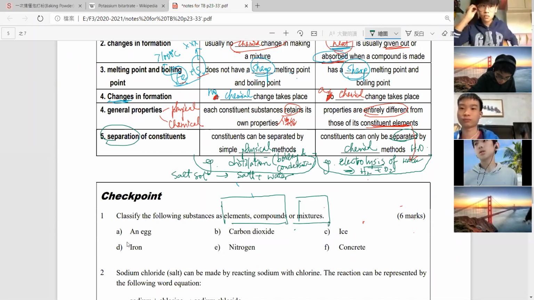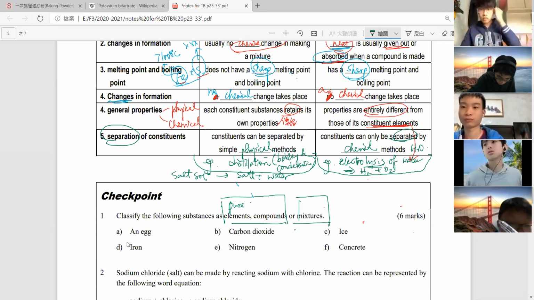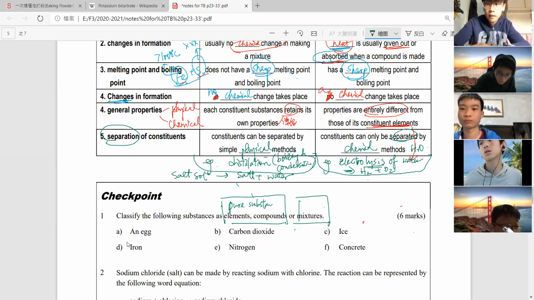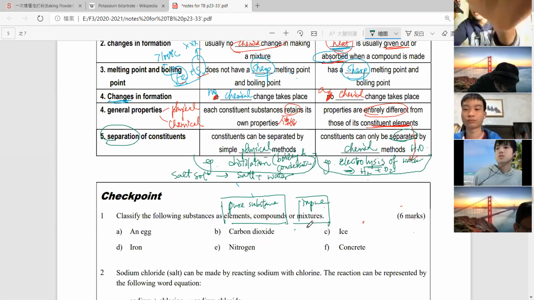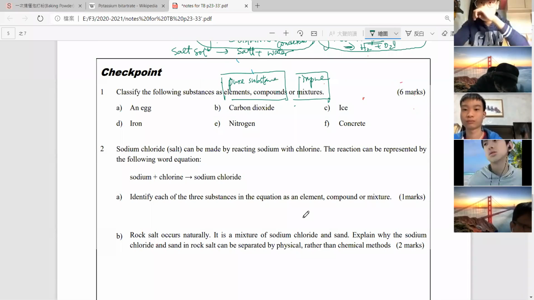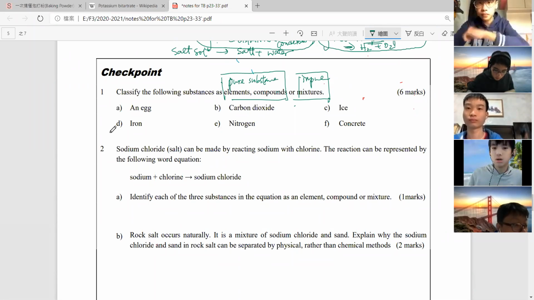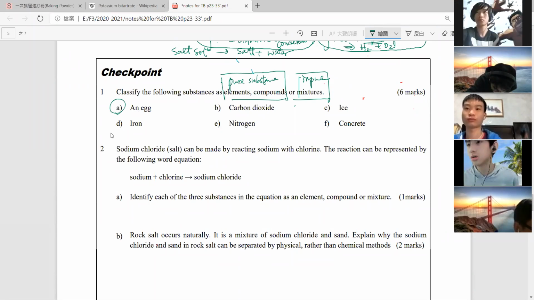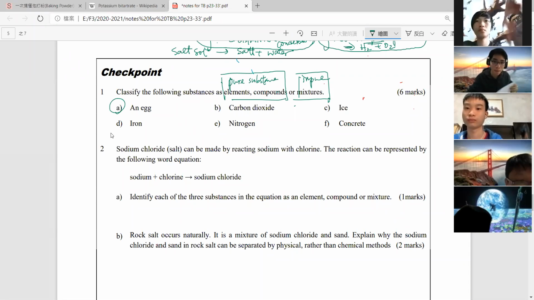Why? Now this one, it is somewhat pure, and mixture, it is somewhat impure. So you use this to classify it first. Do you understand? Okay. Take a look at the first one, egg. An egg. What do you think? Is it a pure substance or a mixture? Pure substance.